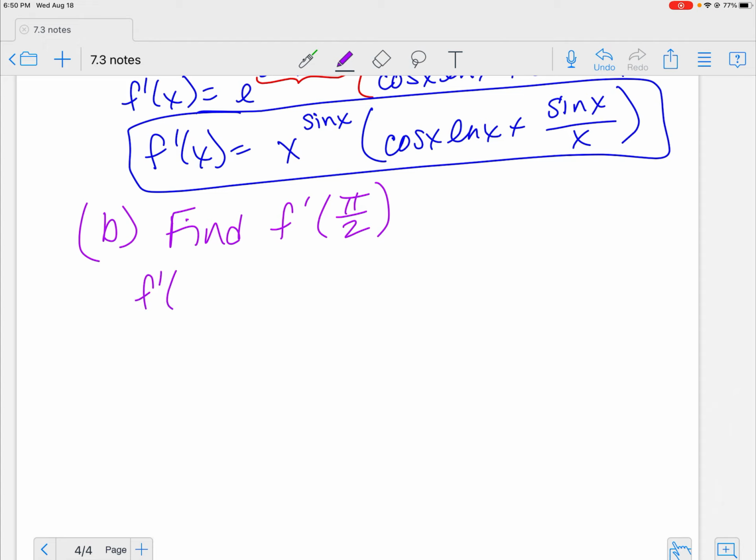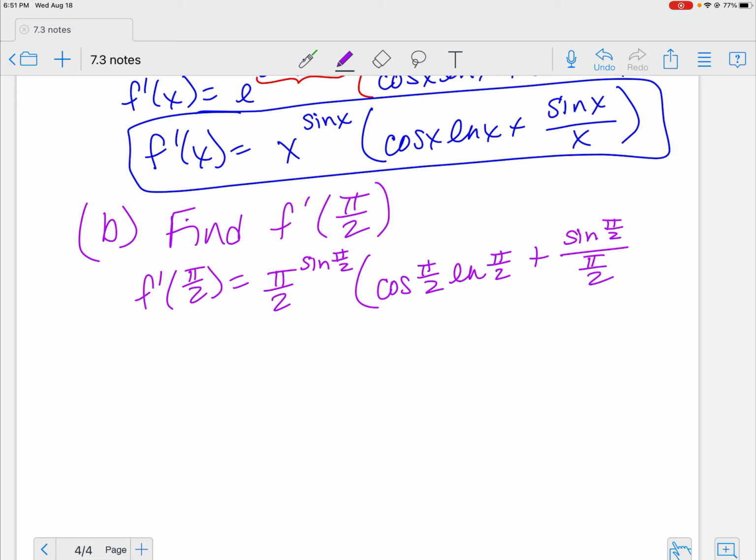And plug that in. f prime of pi over 2 is going to be, everywhere you see an x, you put the pi over 2. Pi over 2 to the sine of pi over 2 times the cosine of pi over 2 times the natural log of pi over 2 plus the sine of pi over 2 all over pi over 2. Lots of pi's over 2 is the moral of that story. So go back to your unit circle. I know pi over 2 is up here and it has a coordinate point of 0, 1. Cosine are the x values, sine are the y values.